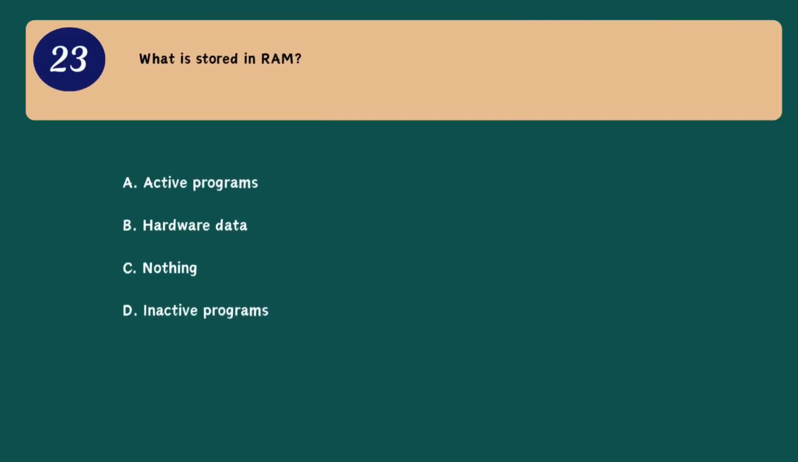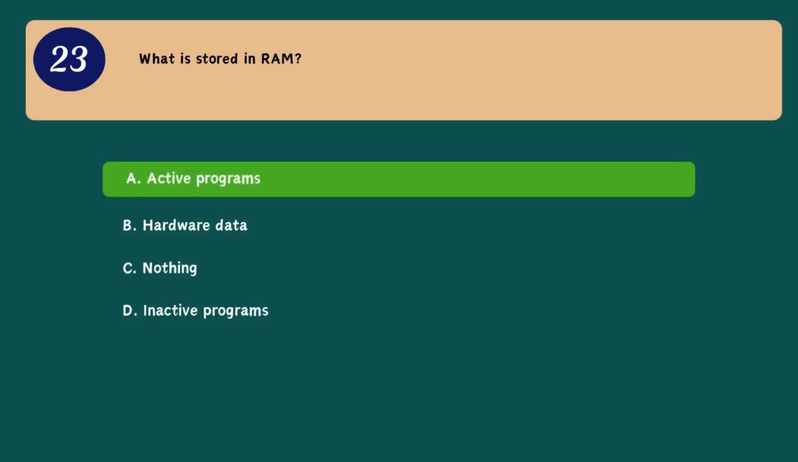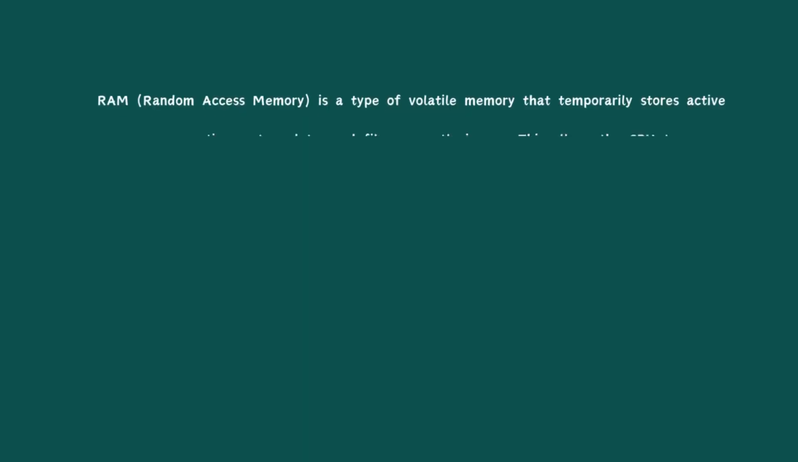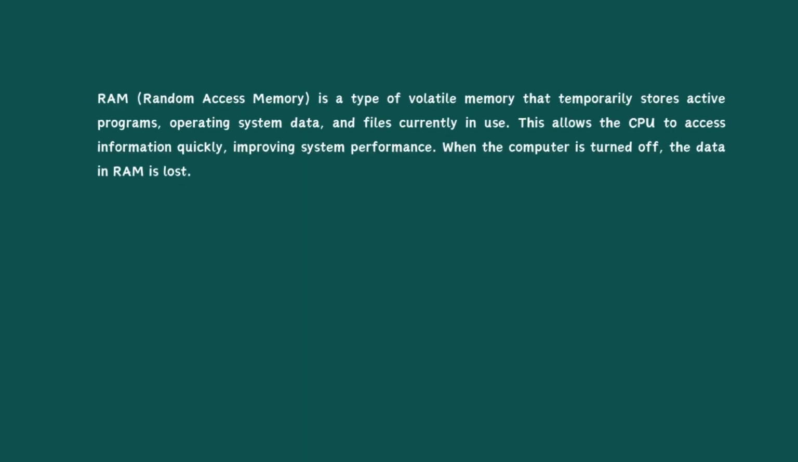Question 23. What is stored in RAM? A. Active programs. B. Hardware data. C. Nothing. D. Inactive programs. Correct answer. A. Active programs. RAM, random access memory, is a type of volatile memory that temporarily stores active programs, operating system data, and files currently in use. This allows the CPU to access information quickly, improving system performance. When the computer is turned off, the data in RAM is lost.